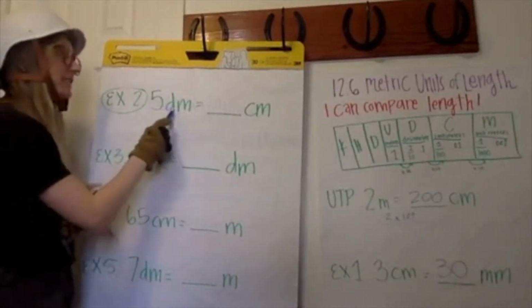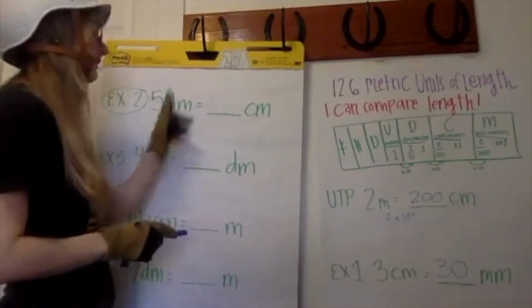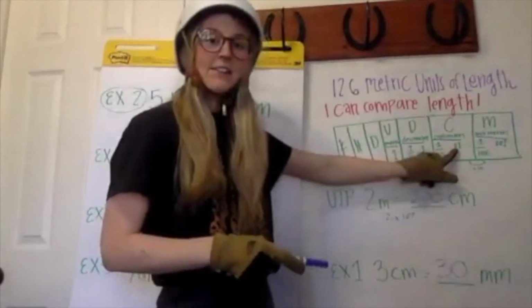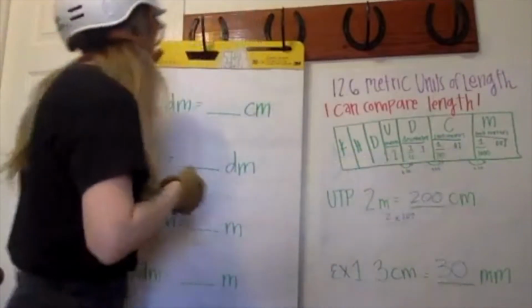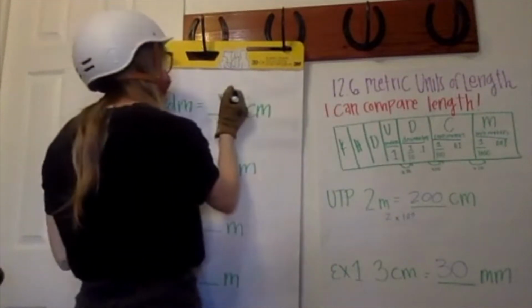We have 5 decimeters equals blank centimeters. So I start at decimeters and I'm going to centimeters. I go whoop just once. So that's times by 10 because it's just one time. So 5 times 10 is 50.